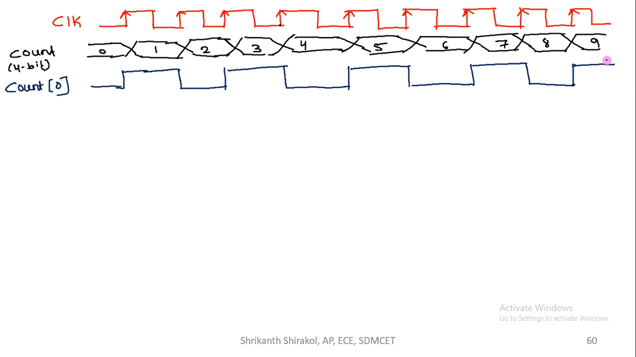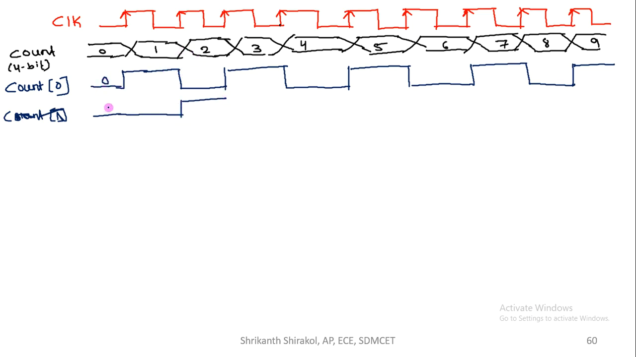I'll explain it again. Just have a look. Count of 1 varies like this: it starts at 0. Fine. So it will continue, and here it takes 1. For example, here at this place it will take 1.